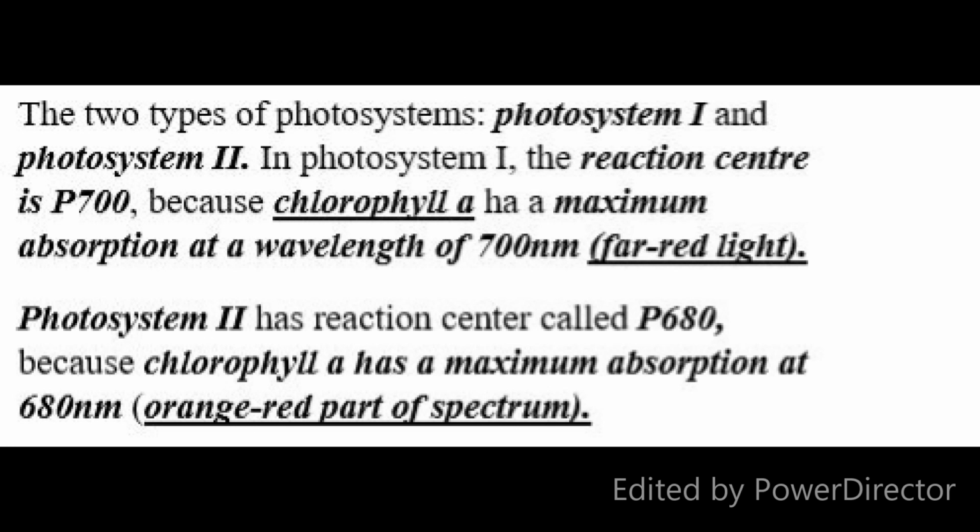In photosystem 1, the reaction center is P700, because chlorophyll a has a maximum absorption at a wavelength of 700 nanometers. Photosystem 2 has a reaction center called P680, because chlorophyll a has a maximum absorption at 680 nanometers.